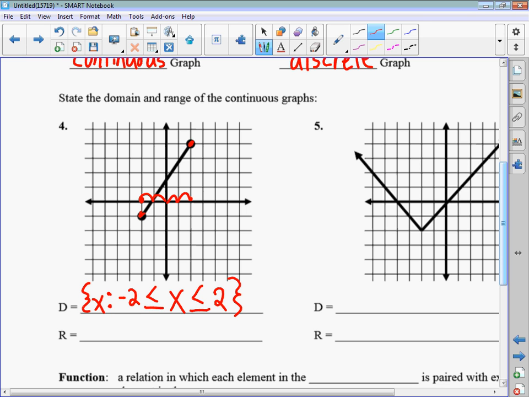And then I'm going to do the same thing for the range, finding where that lowest point is. It's at -1. So I'm going to say that y such that -1 is less than or equal to y is less than or equal to, and then I have to see how high up I am. 1, 2, 3, 4. +4 up.